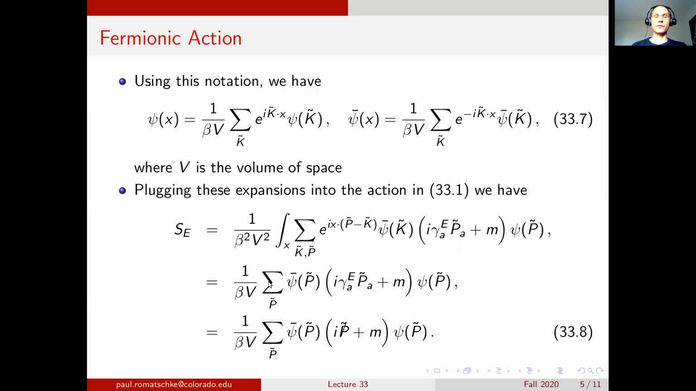So we are only left with a single sum over p tilde times this result here that involves psi bar and psi only evaluated at momentum p tilde. And we can use the slash notation to simplify this product of the Euclidean gamma matrix and the fermionic momentum p tilde, such that this becomes i p tilde slash plus m.